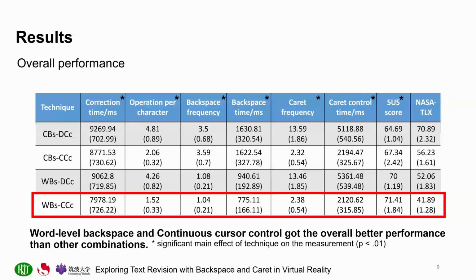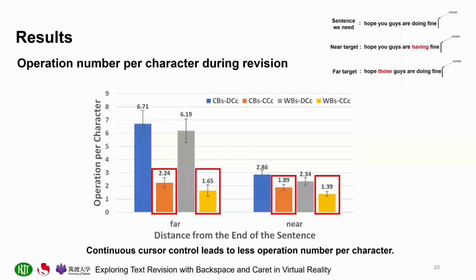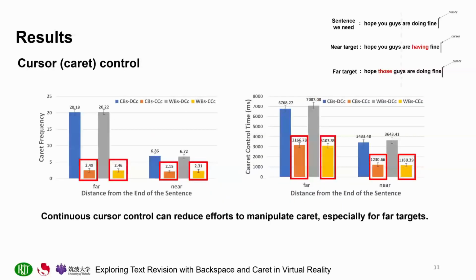Overall, results showed that the combination of word-level backspace and continuous cursor control performed better than the other techniques in terms of correction time, operations per character, the number of backspace and cursor control uses, and user preference. In detail, continuous cursor control leads to fewer operations to revise a target. For targets far from the end of the sentence, techniques with continuous cursor control can significantly reduce the workload to finish the revision. Continuous cursor control can reduce efforts to manipulate the caret, especially for far targets.